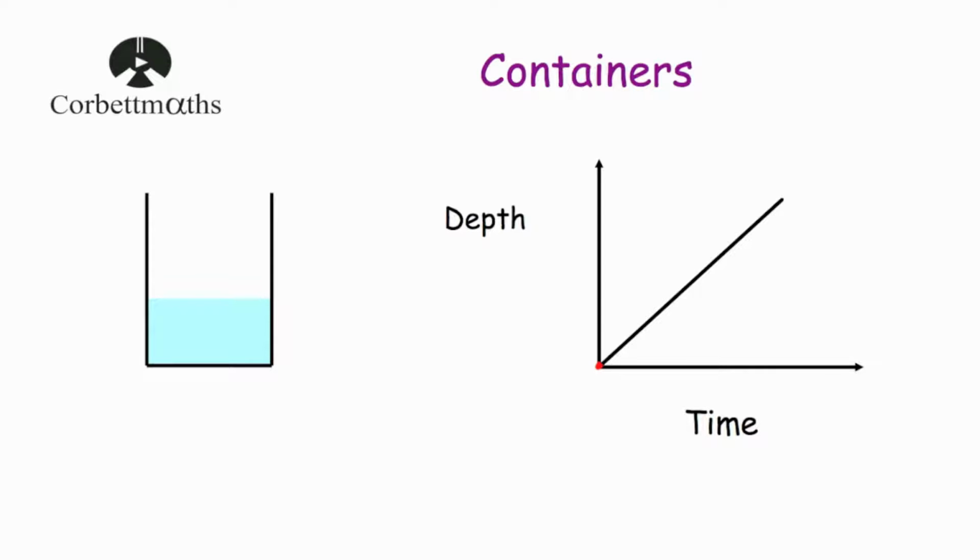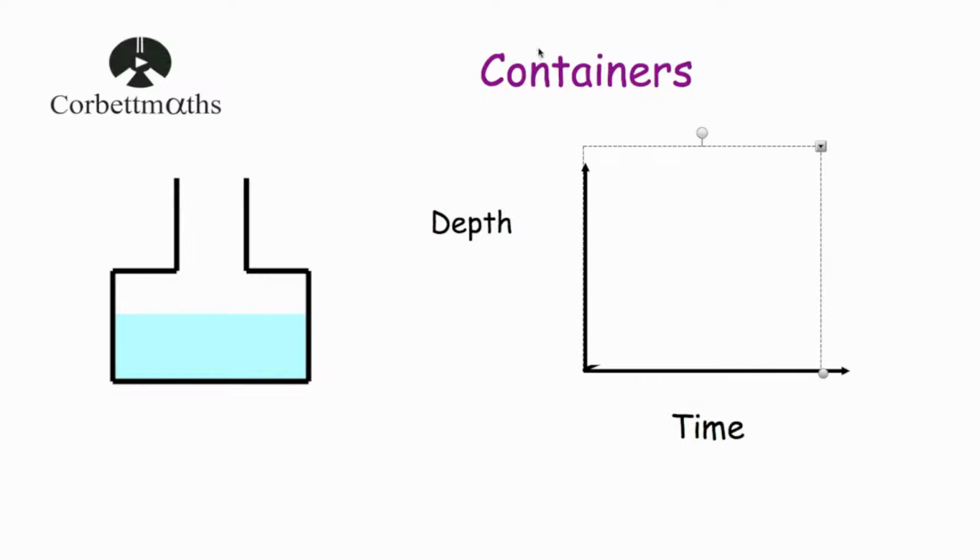Okay, now let's have a look at another container. So again, this container still has vertical sides. You can see here we've got two sections. I'm thinking of perhaps like a vase or a perfume bottle or an aftershave bottle or something like that. So we've got these two sections. We've got this wider section at the bottom and we've got this narrower section at the top.